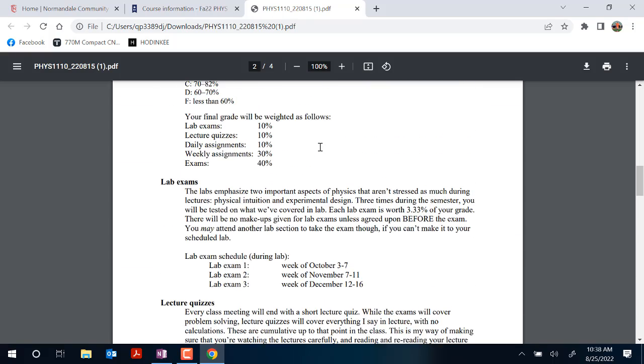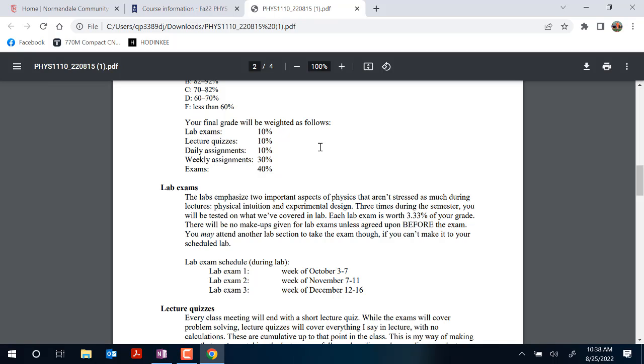All right, anybody have any questions about the class structure? All right, well, let's get into the first topic. It's not exactly physics yet, but it's getting there.